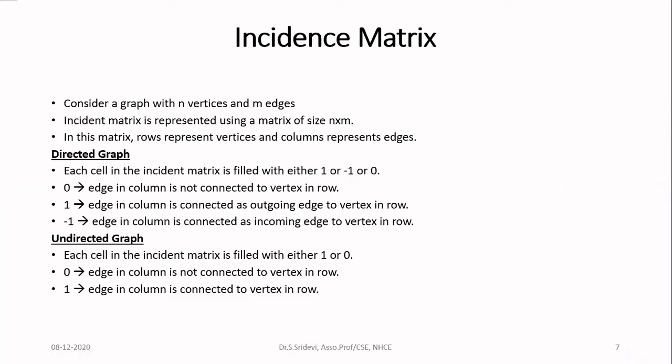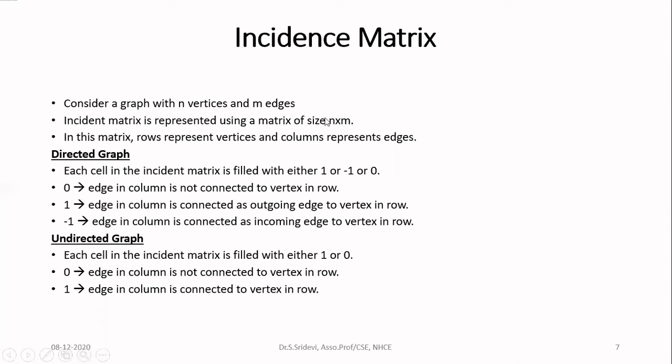So what is the meaning of incident matrix? In case of adjacency matrix, we have represented as a square matrix where both rows and columns are number of vertices. Whereas in case of incident matrix, we will be writing with respect to the edges. So you have to first consider a graph with n vertices and m edges. So in this, we are going to write the incidence matrix by using a matrix of size n cross m.